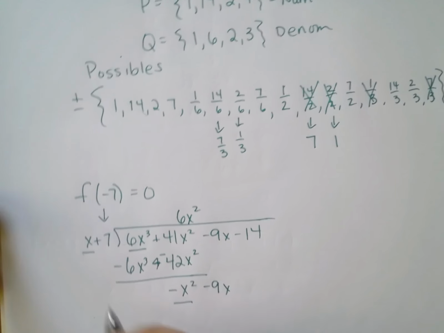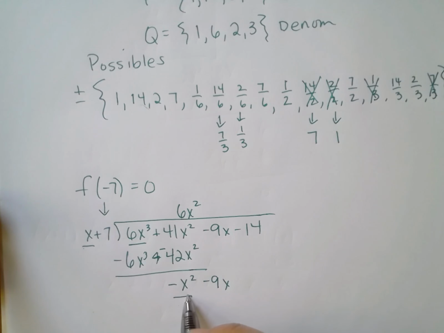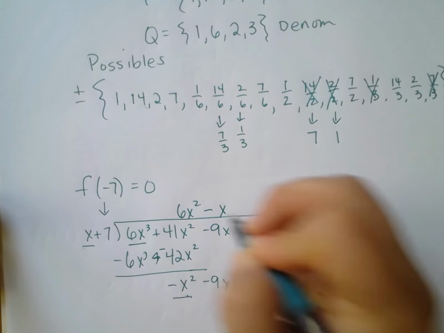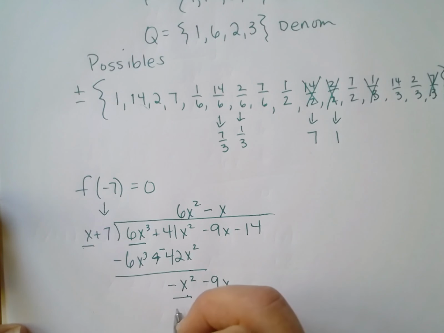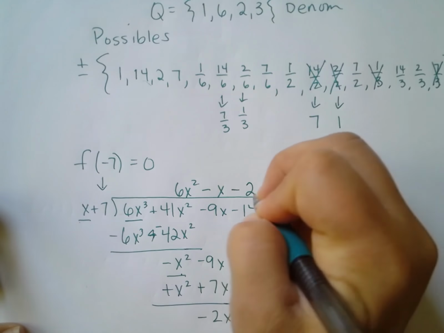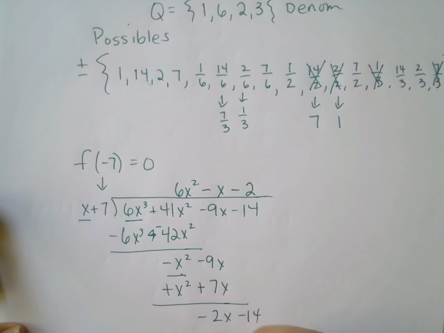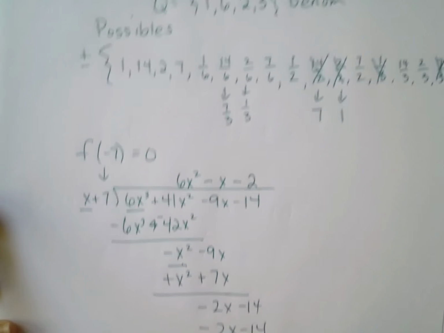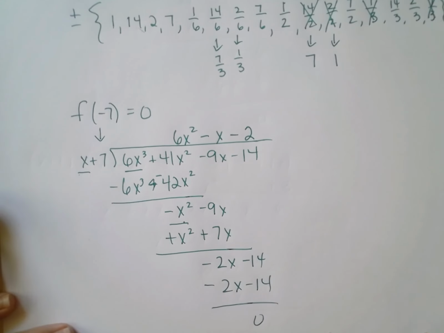So now I want to multiply the x by something to give me negative x squared, so that would be negative x. Okay, I got negative x squared minus 7x when I multiply through. And I'm changing my signs and adding, so this gives me negative 2x minus 14. And last thing, if I put minus 2 up here, I do get negative 2x minus 14. So I feel confident in my polynomial division.